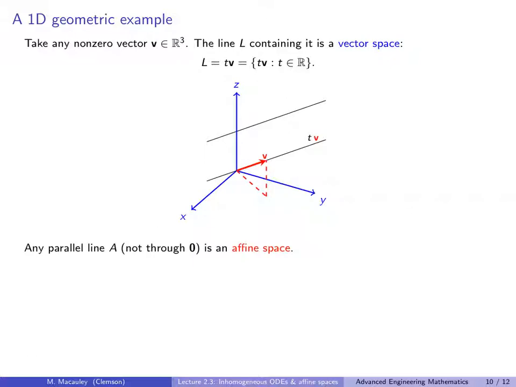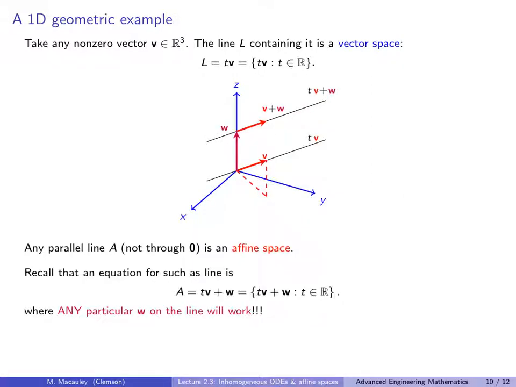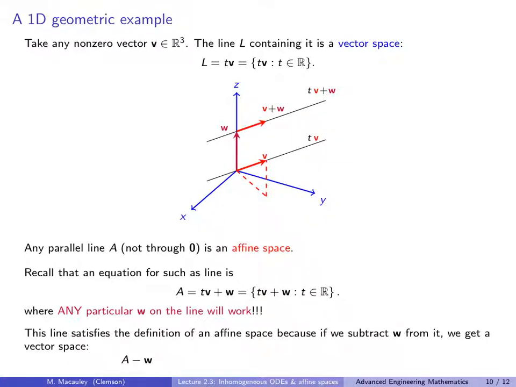Now, any parallel line A that's not through the origin is an affine space. So hopefully you should be able to see that geometrically. Here's why it's true algebraically. Recall that an equation for this line A is just tV plus W, or the set of all t times V plus W, where t is a real number. And any particular W on the line will work. This line satisfies the definition of an affine space, because if we take this line and we subtract W from it, we get a vector space.